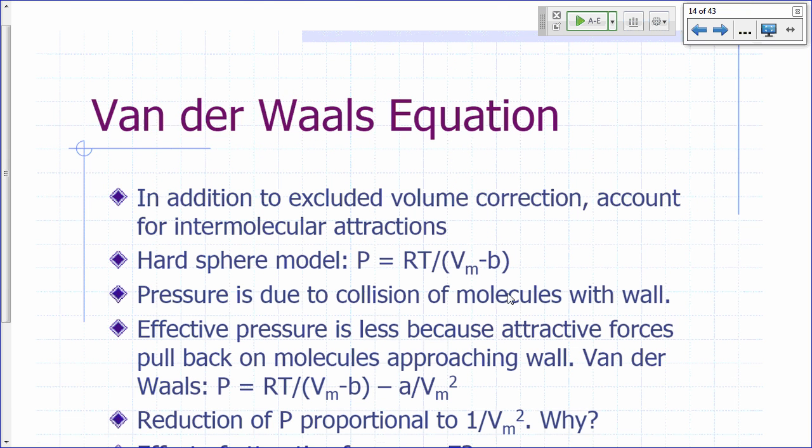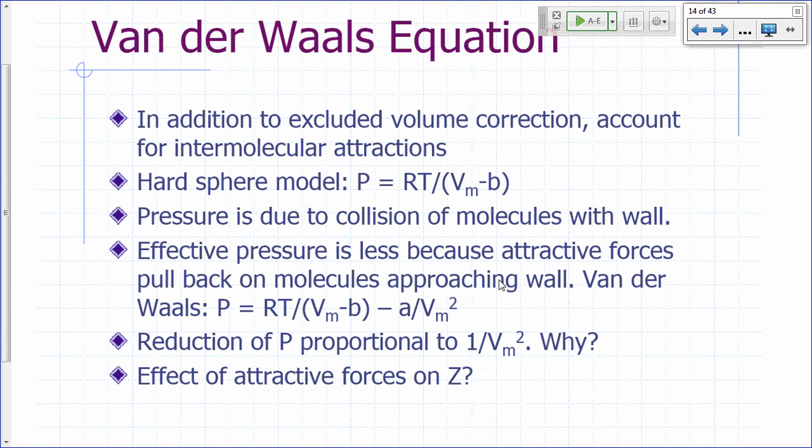So let's take a look at how we account for attractive forces. In addition to excluded volume correction, like I said, you need to account for attractive forces. So what do we have so far? What we have so far accounts only for repulsions. This is what's known as the hard sphere model, okay? So P is RT over Vm minus B. We said this is going to be larger than the ideal pressure, right?